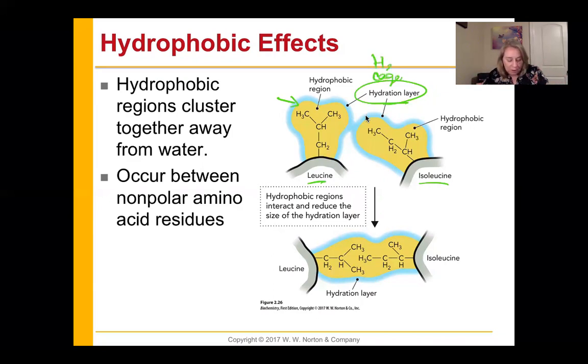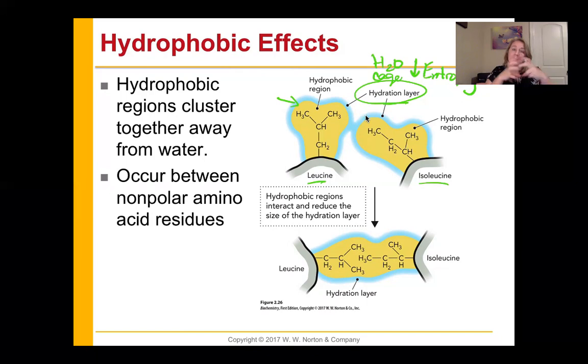So this is like a water cage, and it has to surround the hydrophobic area. And it's really, really highly organized and structured. So you've got to think about that water cage has very low entropy, right? Low disorder. It's got to be highly organized. So if those two nonpolar areas can come together, what you're going to end up with is a reduction in the size of the hydration layer.